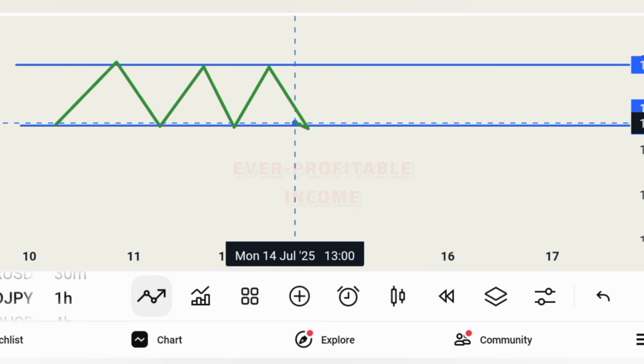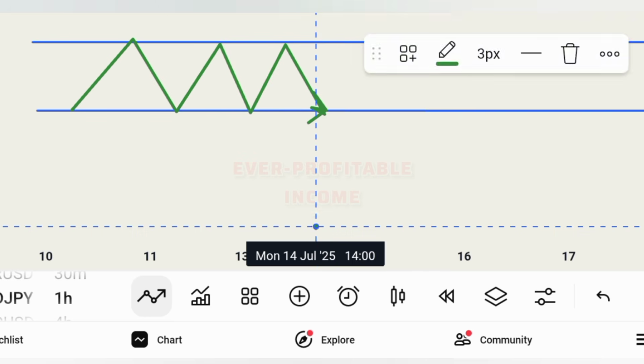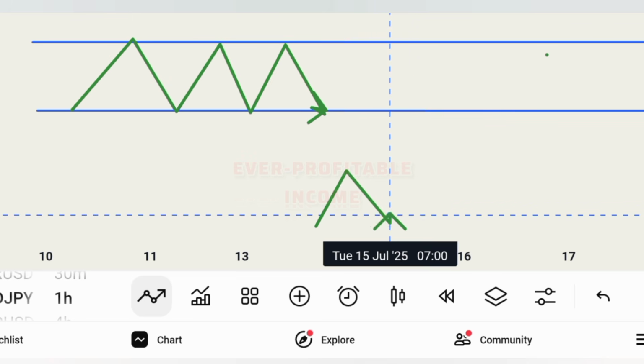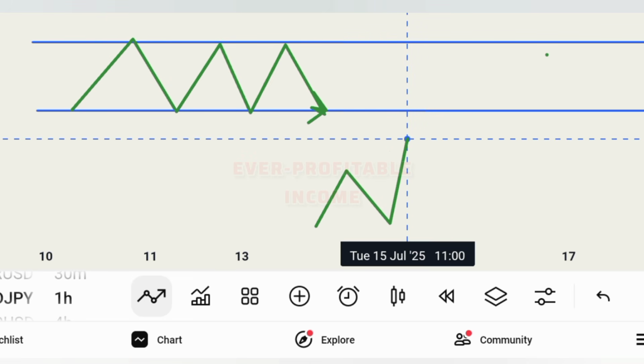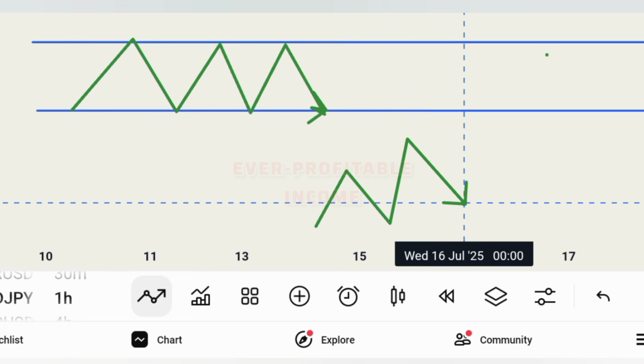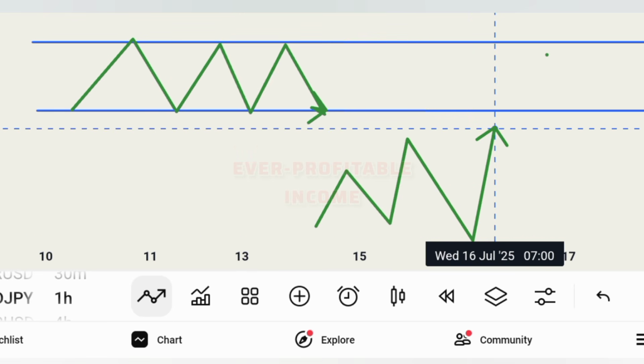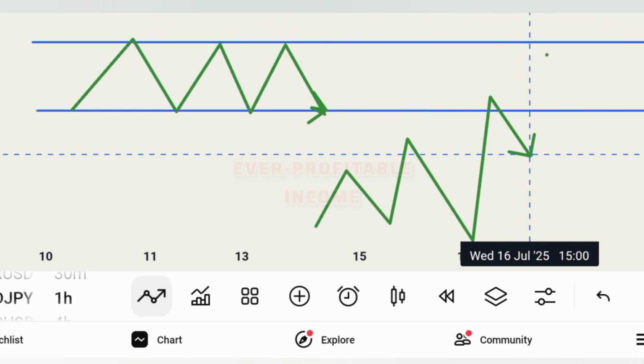Also, you can see other forms of consolidation, shapes like a wedge or a triangle. But let's focus on the box-like form of consolidation today. So make sure that you avoid ranges that are not clear. When you see a range in a manner like this, let's say price goes over here and then it comes down, and then it goes up, comes back down, even goes lower, and then it goes up again.